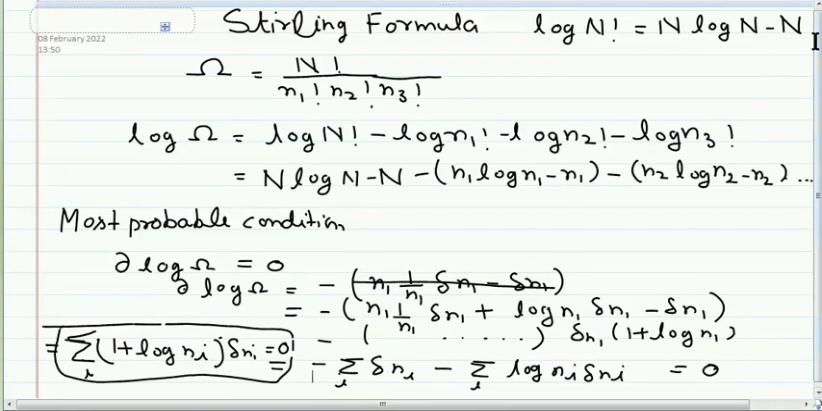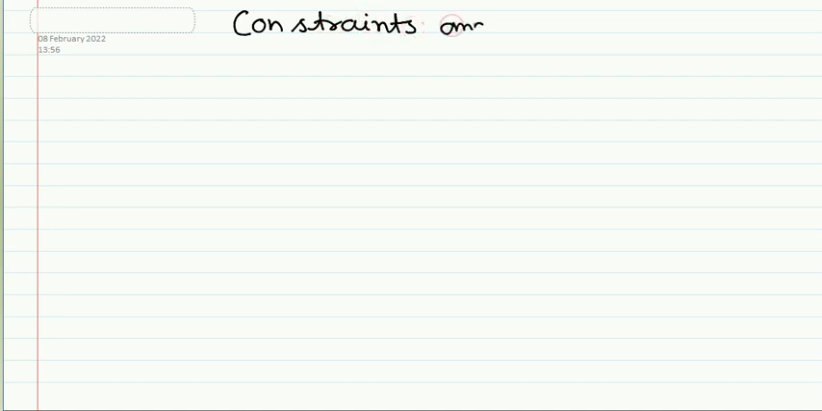So now one more topic is left, so move towards that, the last topic of today, that is the constraints and accessible states. So in any system, whenever there is distribution of the particles, we may have some constraints. Constraints means the restrictions.